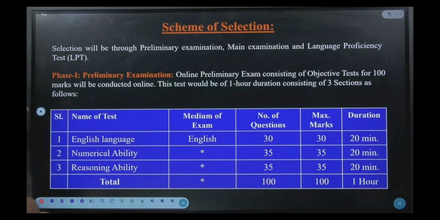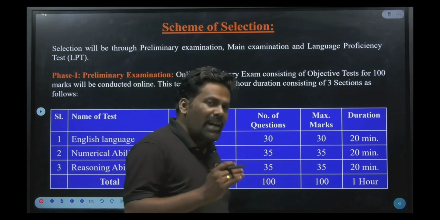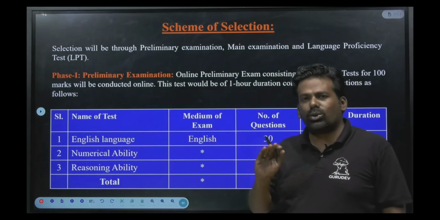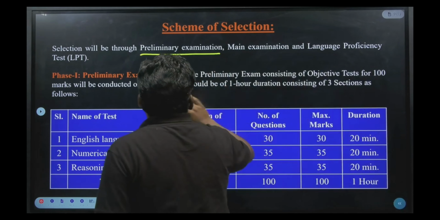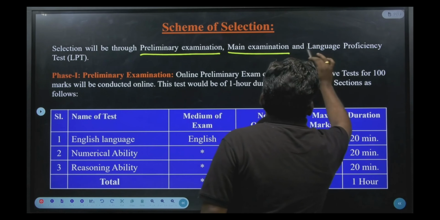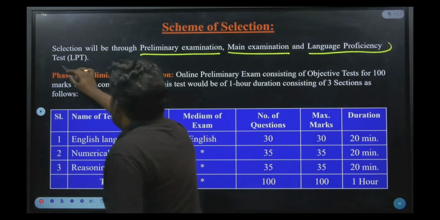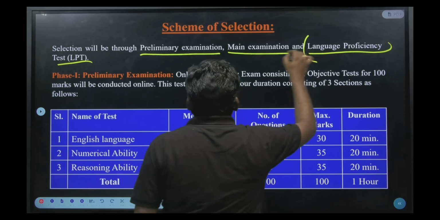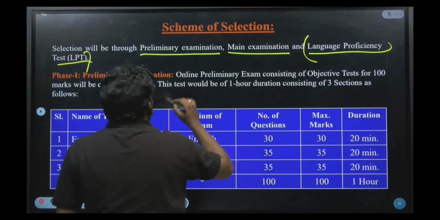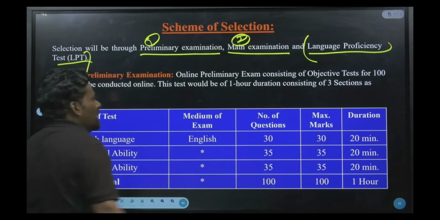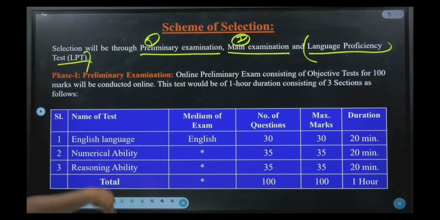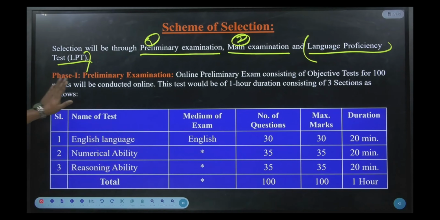Now moving to the next, that is the examination structure. How SBI is conducting the examination. As I told you before, SBI is conducting the examination in 3 phases. The first phase is preliminary examination, the second is mains examination, and the third one is language proficiency test. This is not a phase, this is for some special people. So usually the examination is conducted in the preliminary phase, that is the first phase, and the mains is the second phase. Okay, we will discuss that language proficiency test in detail afterwards. So focus on preliminary examination.